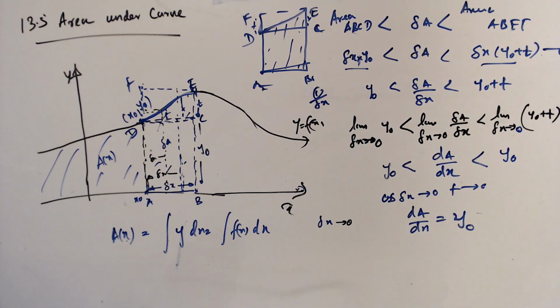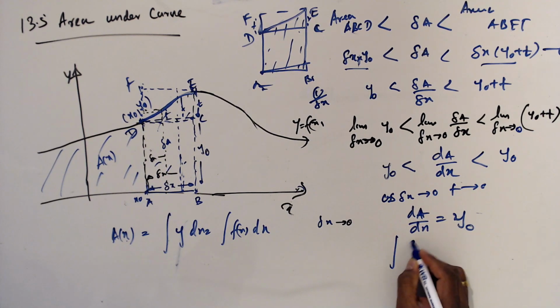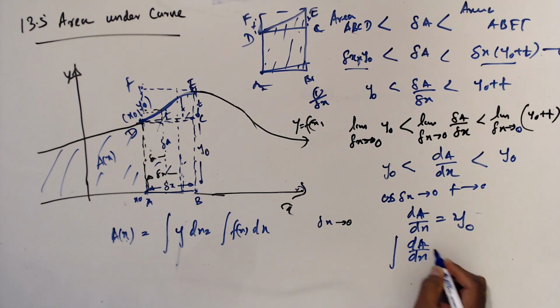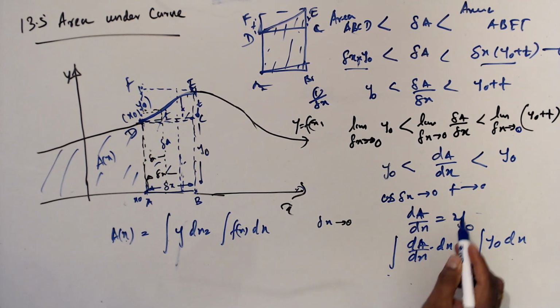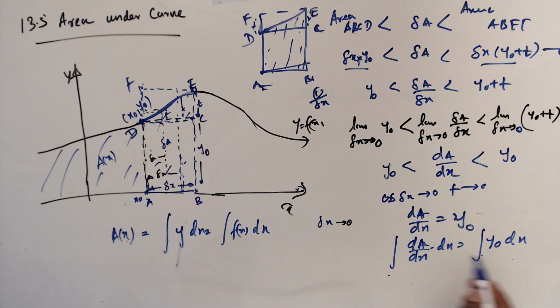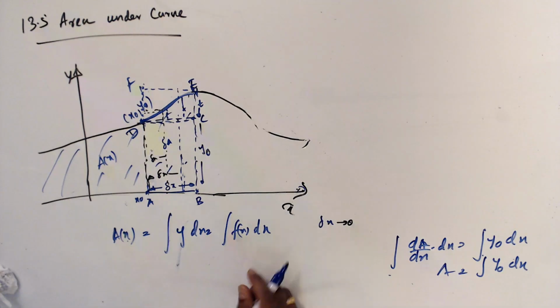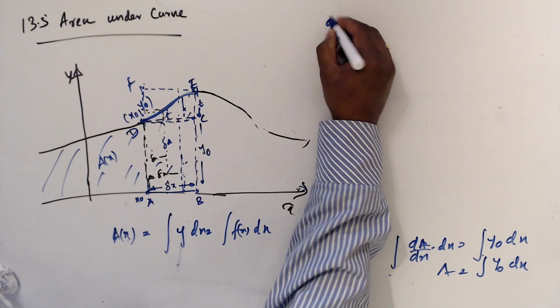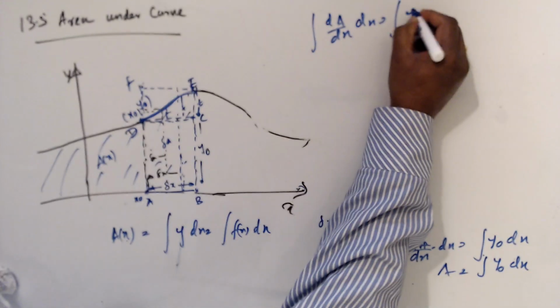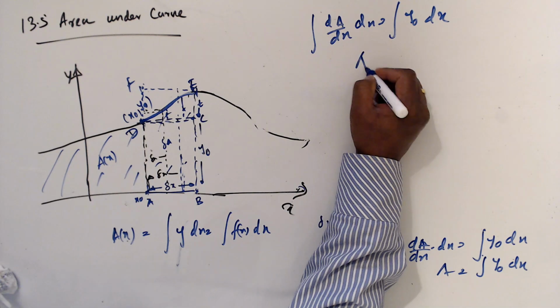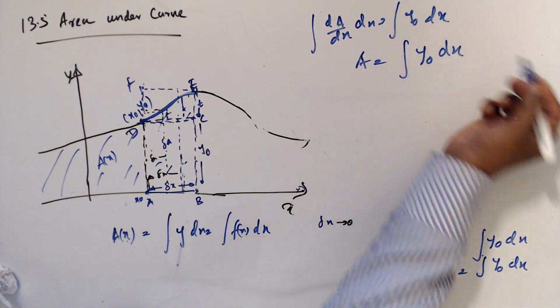Okay, I stay with this y naught. And now I need to find an area, so I'm going to integrate this one. dA over dx times dx is y naught dx. I put the integration sign on both sides, then dx on both sides. So this will become integral of dA over dx times dx equals integral of y naught dx. It means A equals integral of y naught dx.